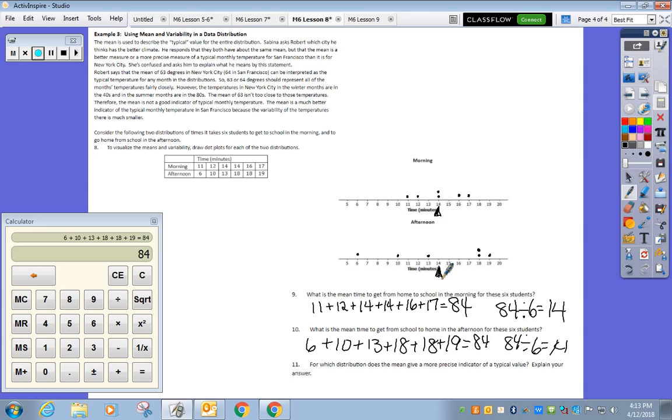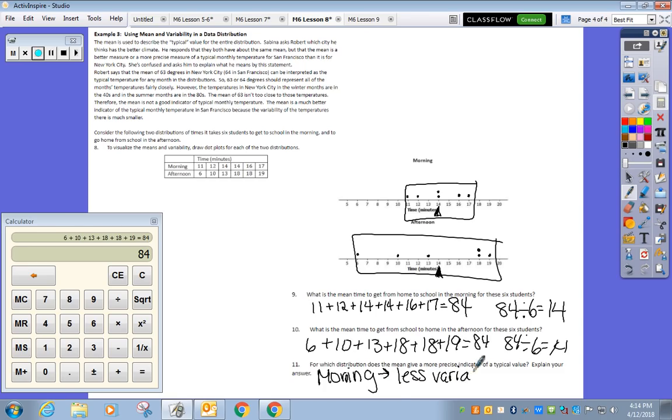So from looking at these two pictures, hopefully you can see in the morning, those temperatures are nice and close, or not the temperature, excuse me, the times are much closer together. Whereas over here, our mean is right here, but our times are fairly spread out from that. Based on the difference, the morning is a better indicator of a typical value. I spelled morning wrong. Because it has less variability, less spread out from that mean.